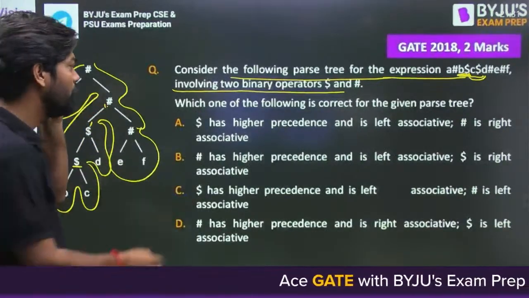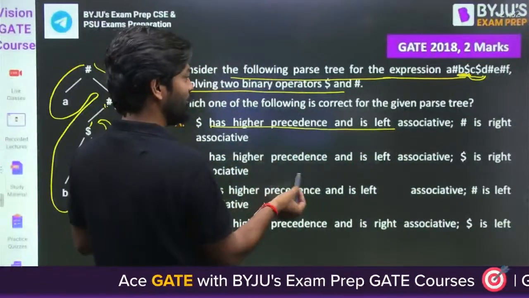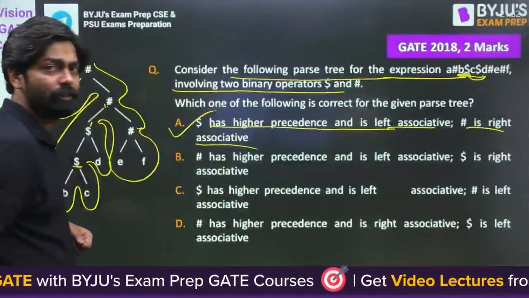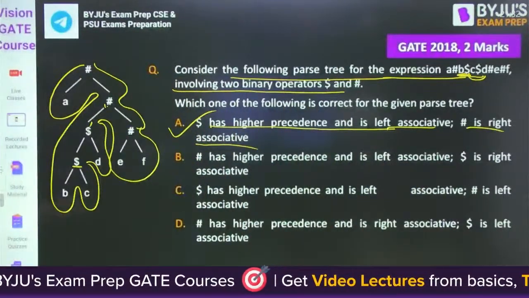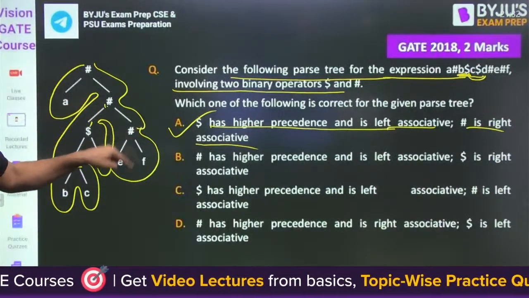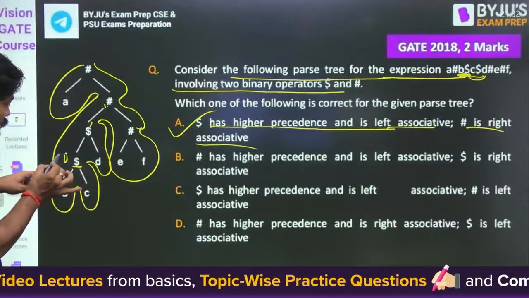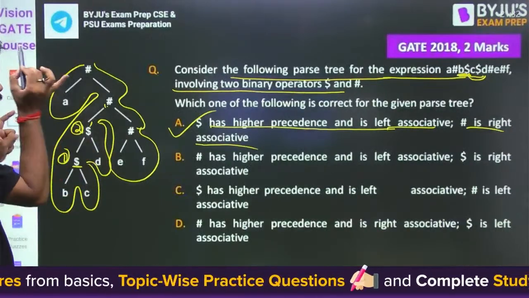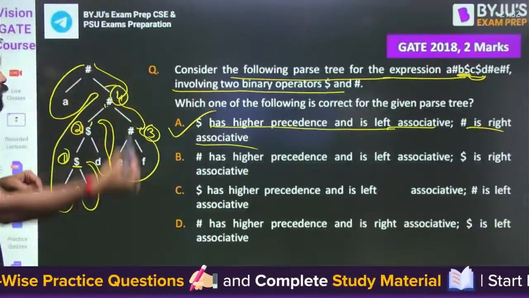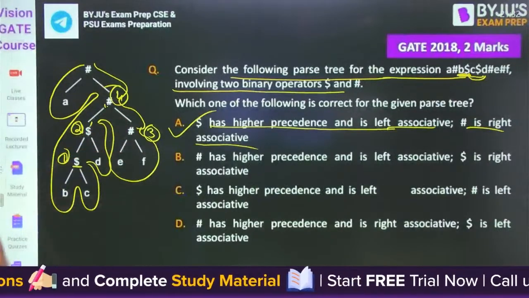So in the options, dollar has higher precedence than hash, and dollar is left associative, and hash is right associative. So the answer is A. A is the right answer. Is that clear, my dear friend? If you have 2 hash, the right one is evaluated first. First we evaluate this one, then this is the second, then the third, and this is the fourth. Are you getting my point? So the right one is evaluated first if we have 2 hash. I think it is over.